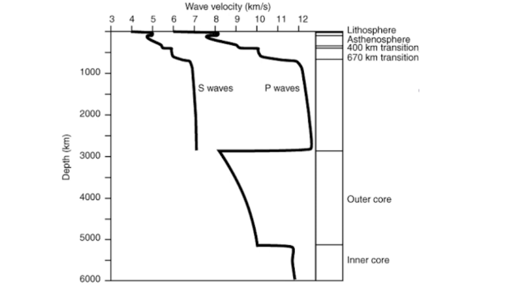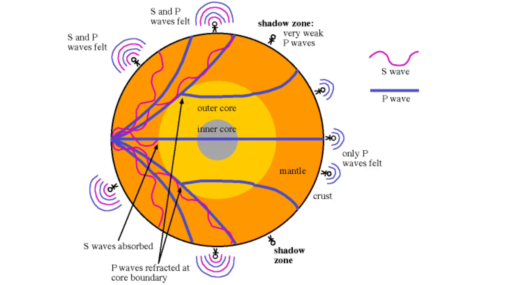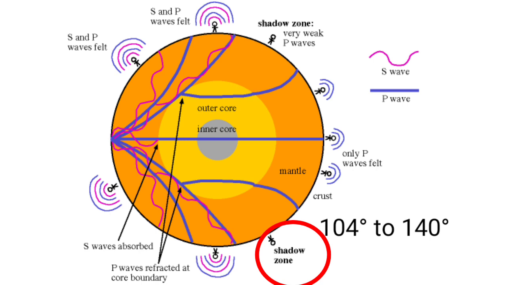But observe the S waves. In the crust the speed is higher, but in the mantle the speed decreases, and it completely disappears in the outer core. When the P waves are refracted from the liquid outer core, at an angle of 104 degrees to 140 degrees, the earthquake is not felt. This particular zone is known as the earthquake shadow zone.